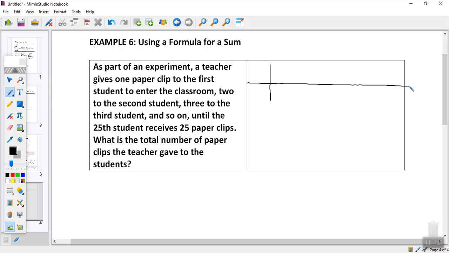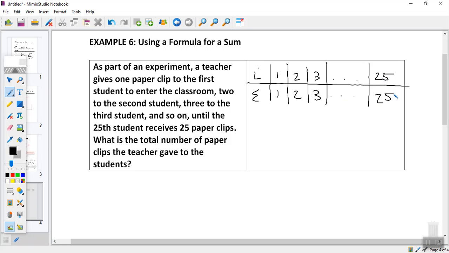Okay. First student walks in. First student gets how many clips? 1. Second student walks in. They get how many clips? Third student walks in. All right, and I'm going to do this dot, dot, dot, dot, dot, dot, all the way up to the 25th student gets what?